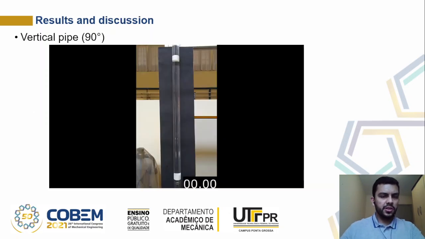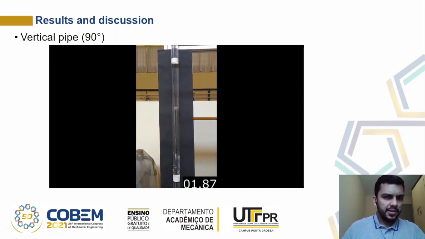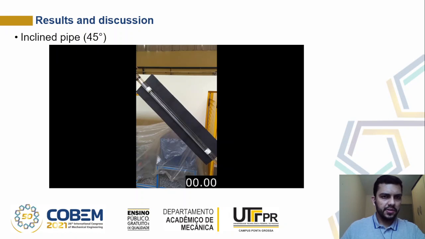Moving now to results and discussion. This video shows one of the 10 measurements taken with the vertical pipe. So it is possible to see the formation of the Taylor bubble, followed by the liquid slug. And it's also possible to visualize the two white marks of the linear distance of 0.5 meters. This next video shows one of the measurements taken with an inclined pipe. So again, the formation of the Taylor bubble, followed by the liquid slug.